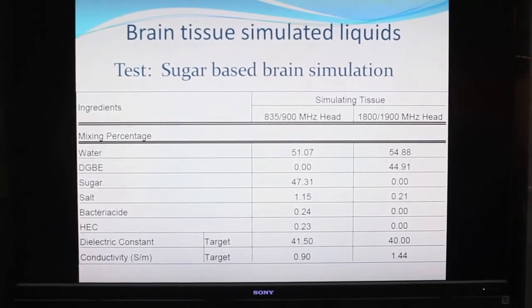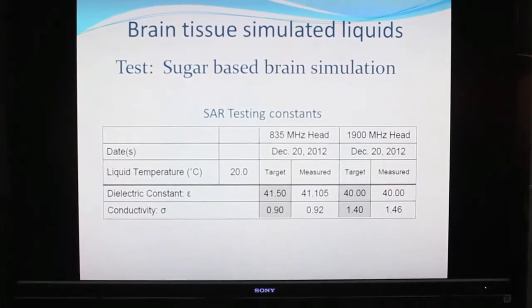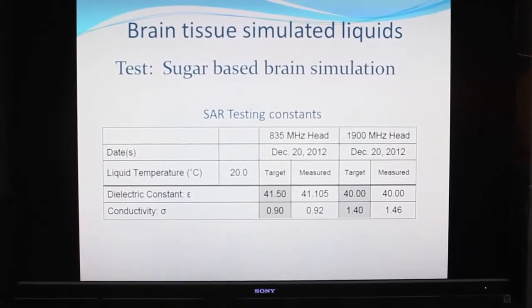Typical brain tissue simulated liquids are also given by the FCC. And before a test is done, there are specific values that need to be tested prior to any SAR test, in this case the dielectric constant and the conductivity of the tissue.